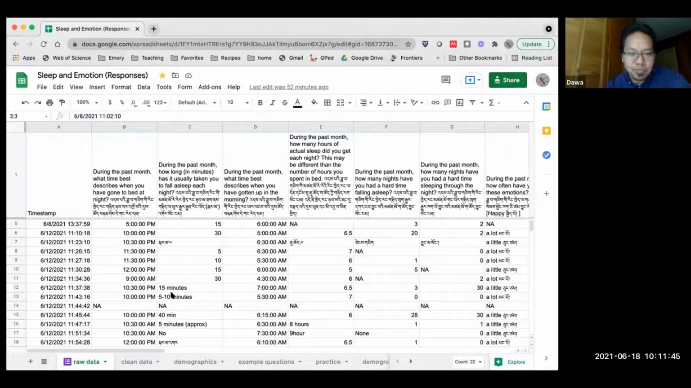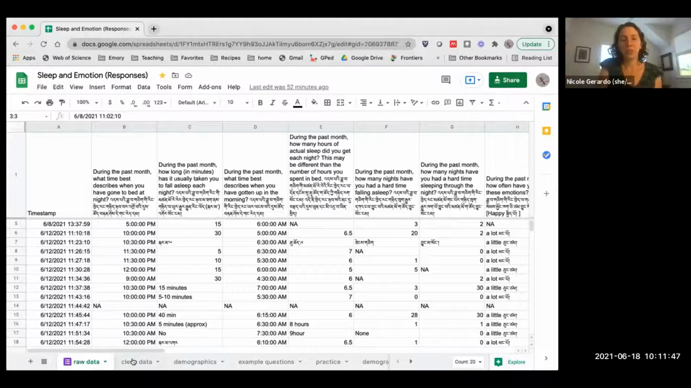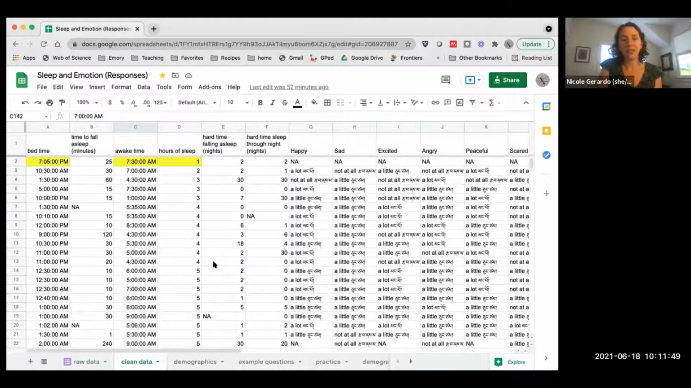So these are the data that are just sort of cleaned up, and you can see that we've changed all the times it takes to fall asleep to just numbers.